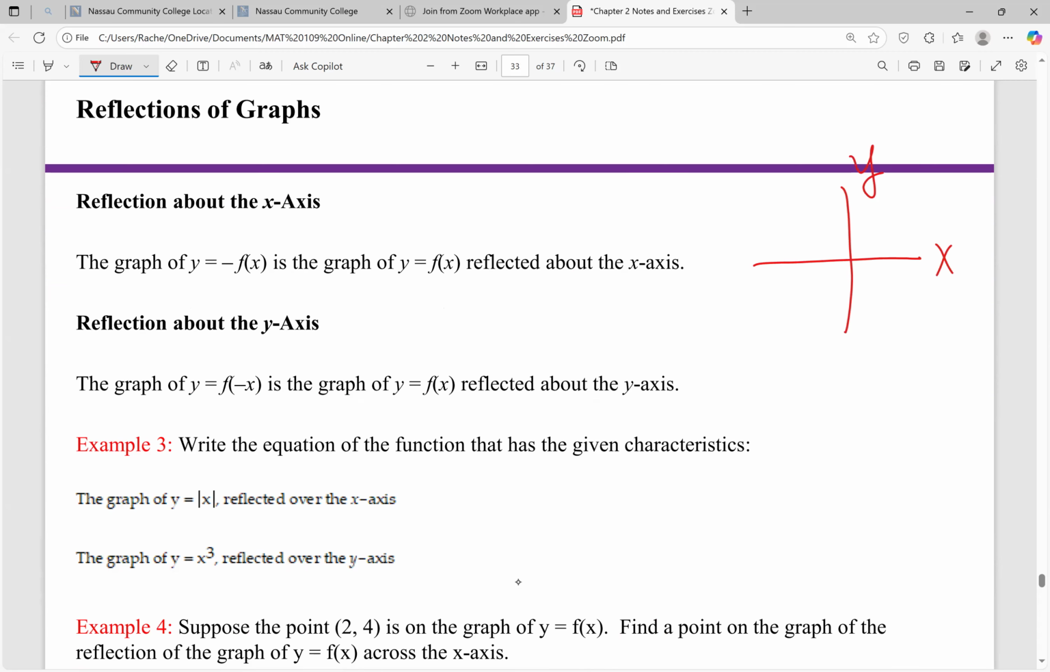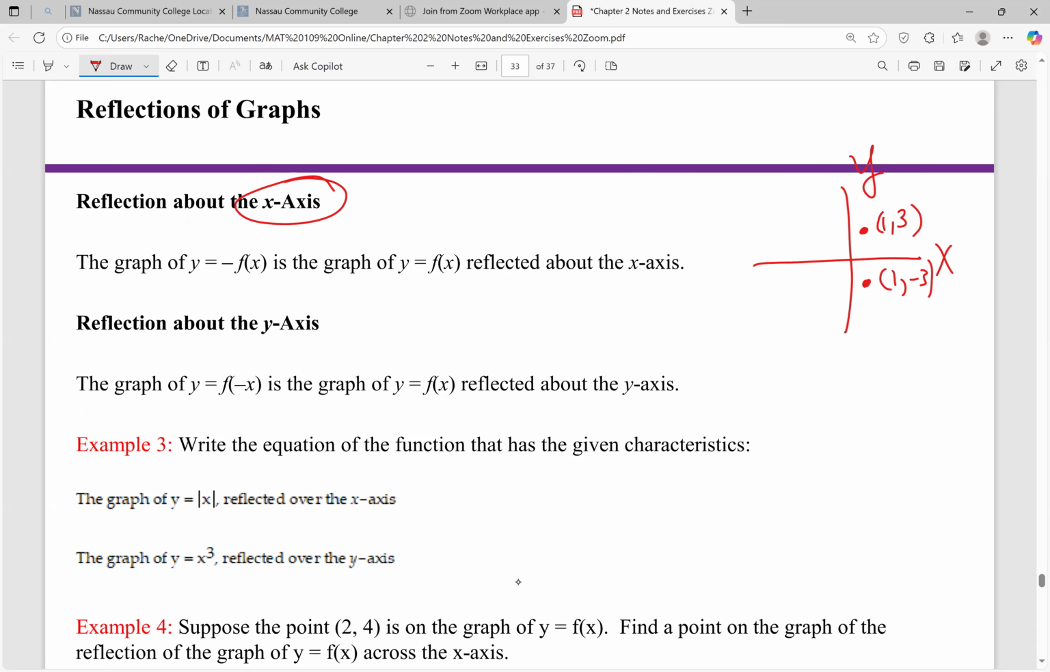if I had the point, let's say this is the point (1, 3). If I were to take this point and reflect it over the x-axis, the x value is still the same, right? It's still 1, but now the y value becomes negated. It becomes -3. So whenever we reflect about the x-axis, we're really negating the y value, or f of x, right? So y is going to be equal to -f of x.